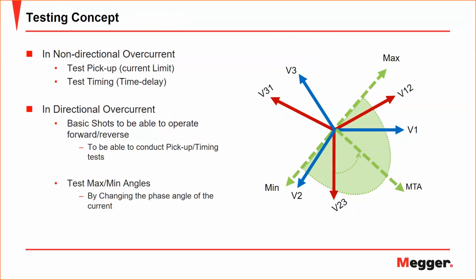So back to testing again. If I tested non-directional overcurrent, we already did that: we tested the pickup and the timing, the current limit and the time delay. For directional overcurrent, you will still do the same tests for pickup and timing. But you need to satisfy the directional element condition. You need to make sure that you're injecting voltage, just to give a reference, and that the phase angle of the current is in the direction set in your element. So it should be inside your blinder for the phase angle of the current. For any phase angle or any voltage, you have to do this.